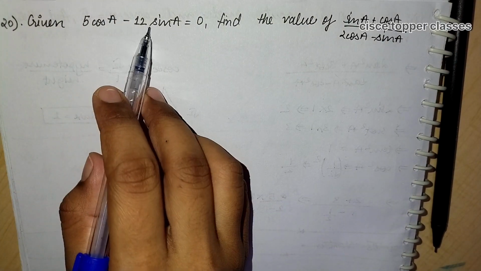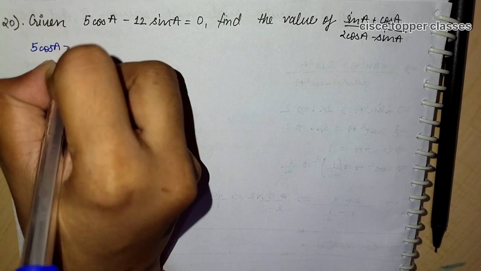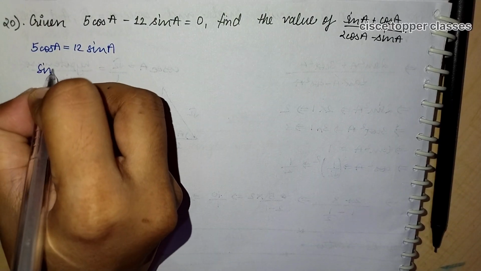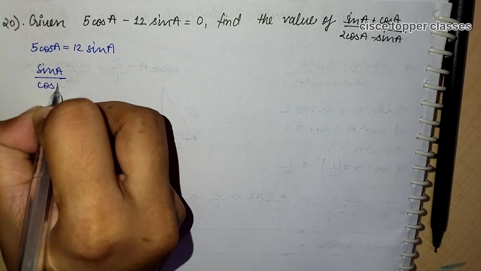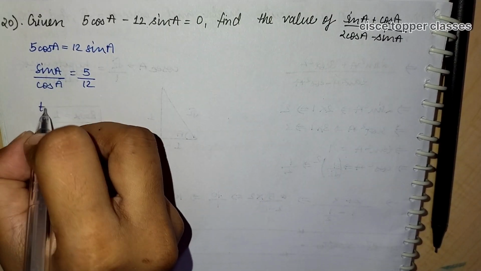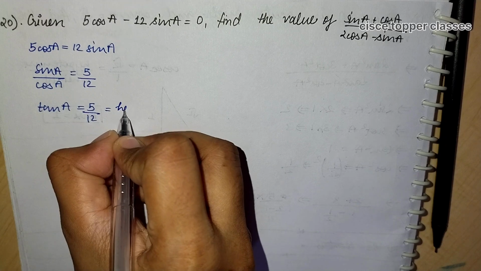Given 5 cos A minus 12 sin A is equal to 0. Means 5 cos A is equal to 12 sin A. From that we can write sin A divided by cos A equal to 5 by 12. This will be tan A. Tan A is equal to 5 by 12. From that means height by base.